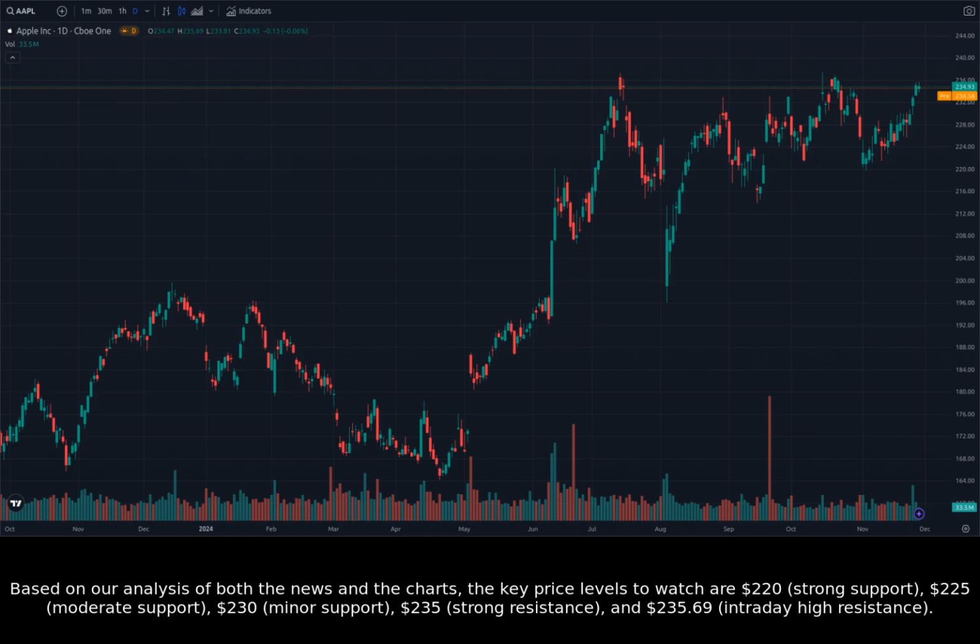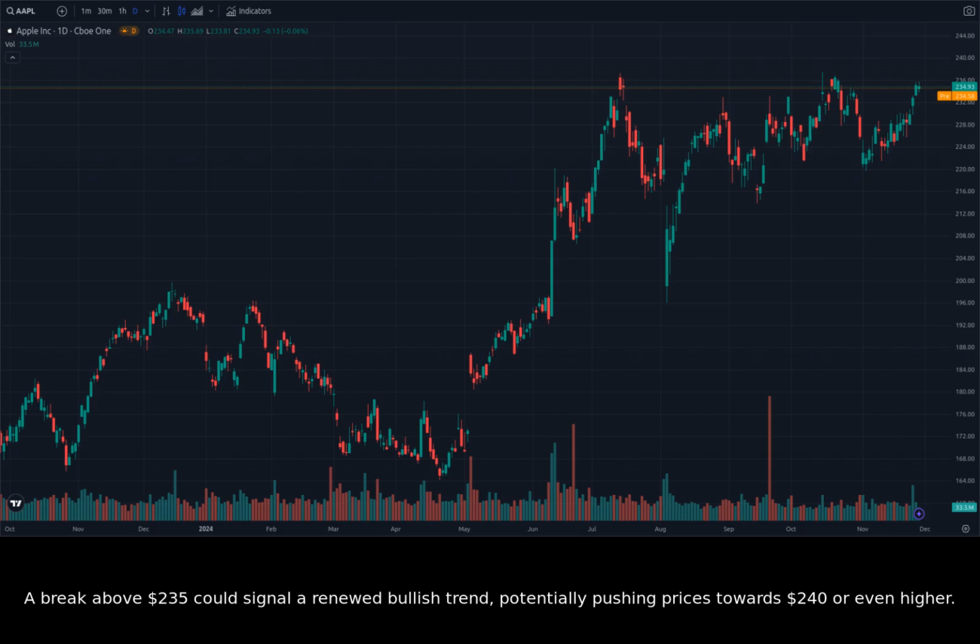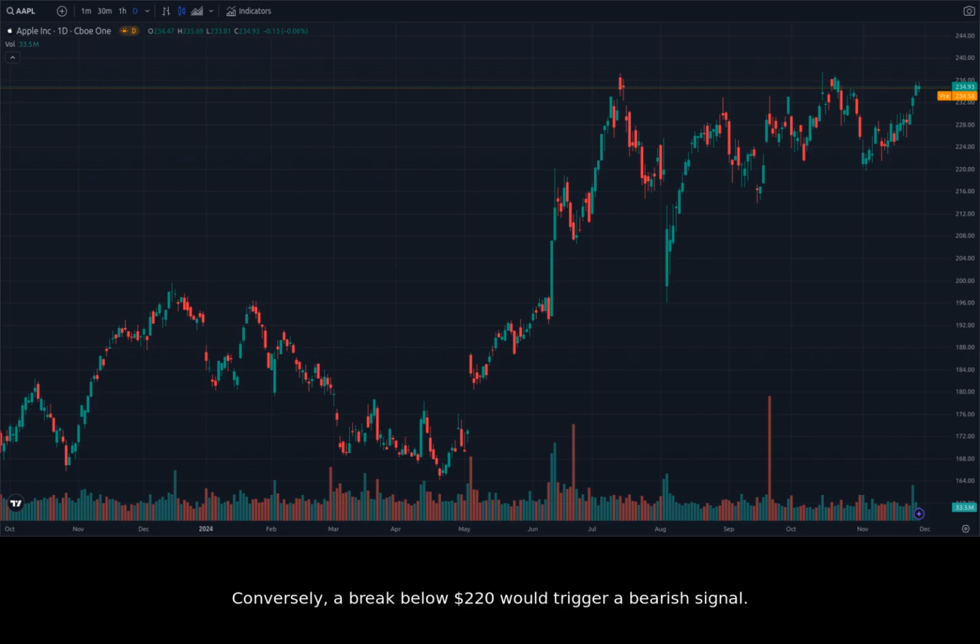Based on our analysis of both the news and the charts, the key price levels to watch are $220, strong support, $225, moderate support, $230, minor support, $235, strong resistance, and $235.69, intraday high resistance. A break above $235 could signal a renewed bullish trend, potentially pushing prices towards $240 or even higher. Conversely, a break below $220 would trigger a bearish signal.